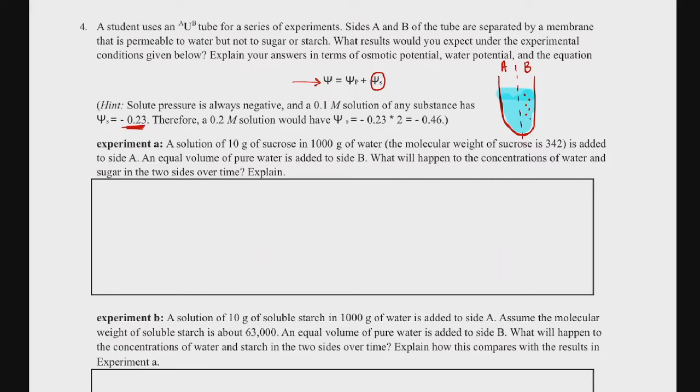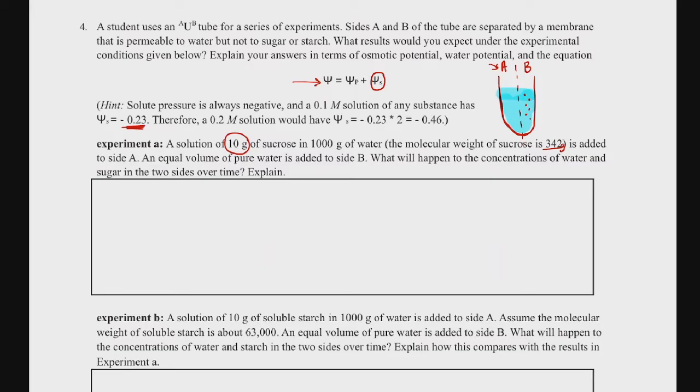Experiment A. A solution of 10 grams of sucrose and 1,000 grams of water. The molecular weight of sucrose is 342 grams. It is added to side A. An equal volume of pure water is added to side B. What will happen to the concentration of water and sugar in the two sides over time? Explain.